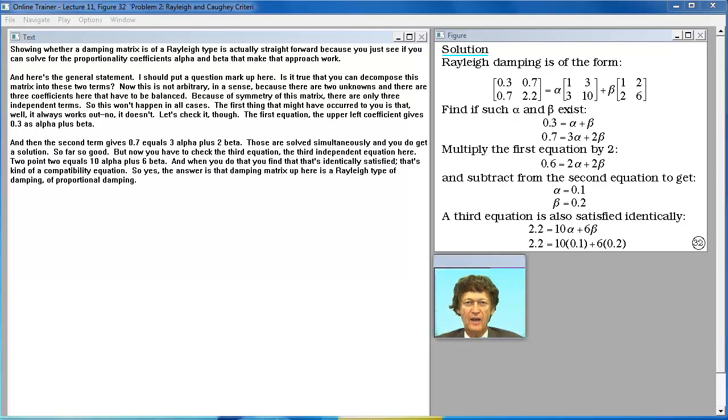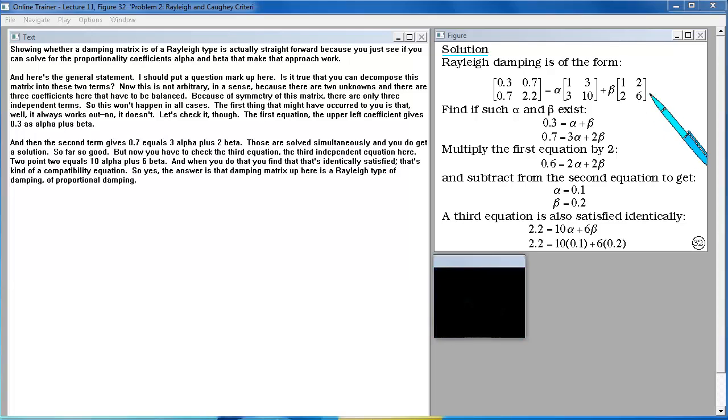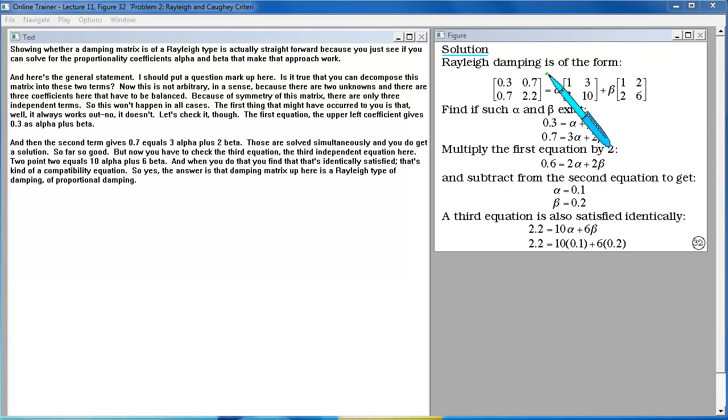Showing whether a damping matrix is of a Rayleigh type is actually straightforward, because you just see if you can solve for the proportionality coefficients alpha and beta that make that approach work. And here's the general statement. I should put a question mark up here. Is it true that you can decompose this matrix into these two terms?